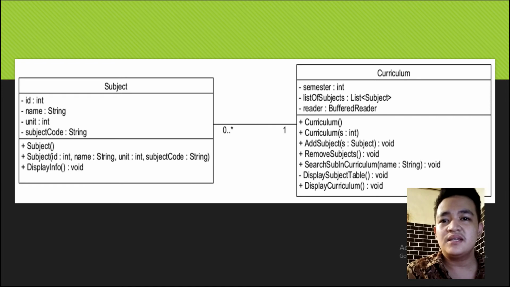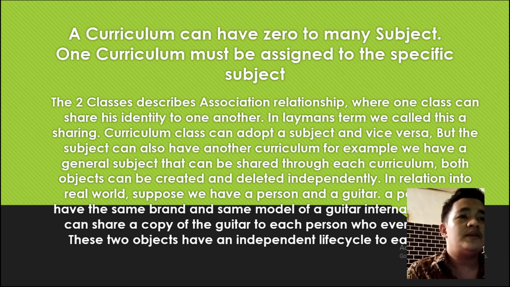And the method in this class is public display info. The return type of this method is void. The multiplicity for the subject class is 0 or more entity type instances exist at the association end. Then, a curriculum can have 0 or many subjects. One curriculum must be assigned to a specific subject.